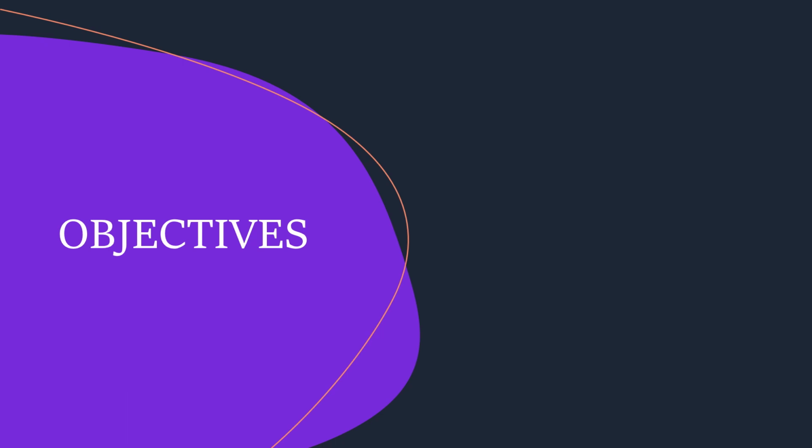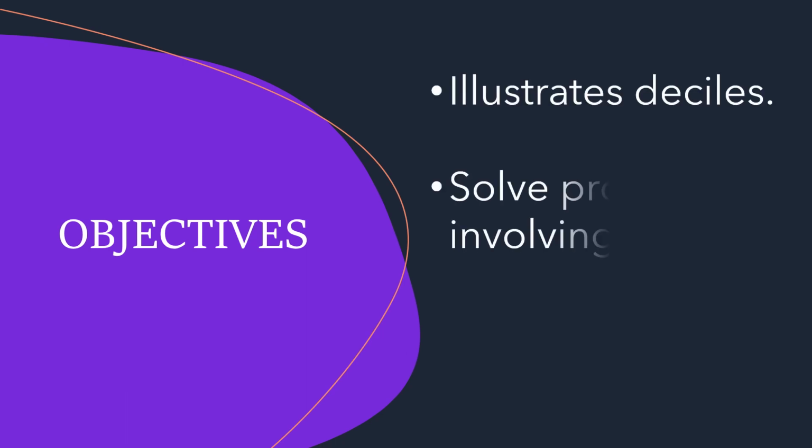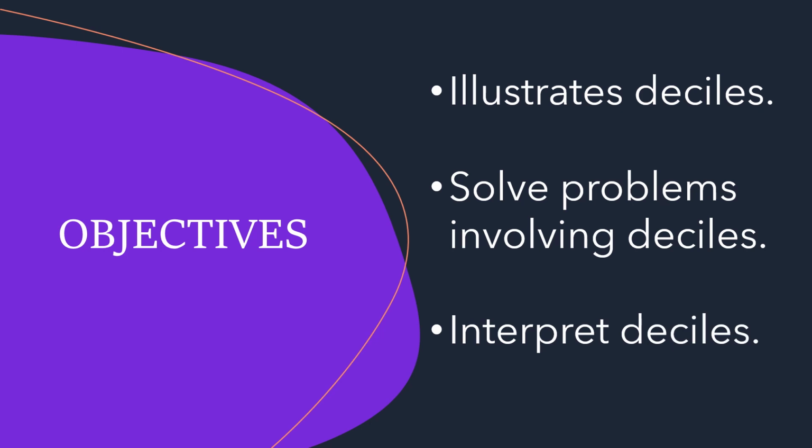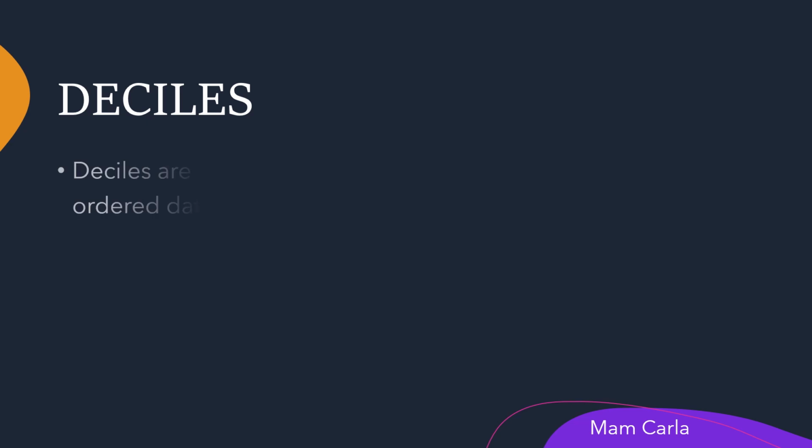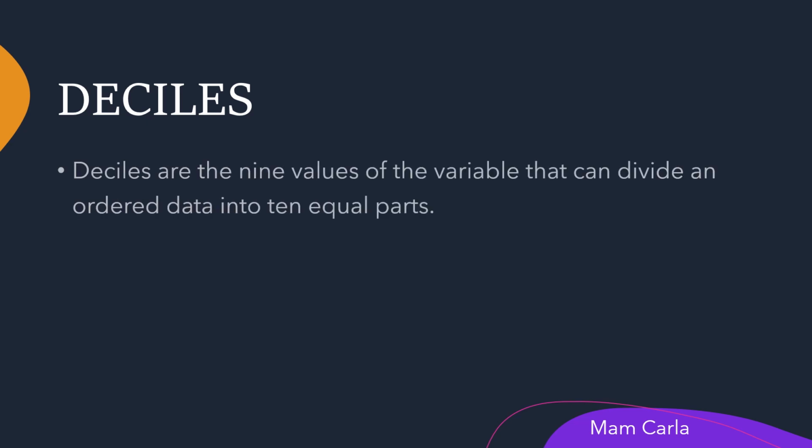Objectives for today's lesson: illustrate deciles, solve problems involving deciles, and interpret deciles. Deciles are the 9 values of a variable which divides its distribution into 10 equal parts.